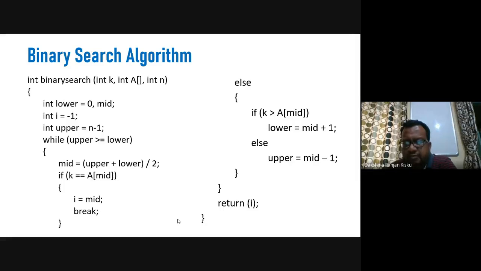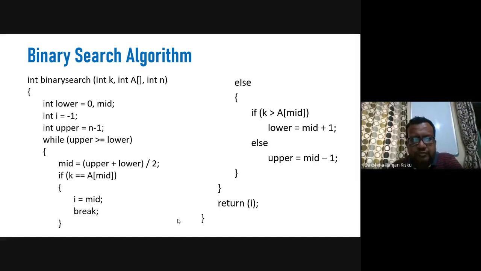And when k is less than the middle element, we will go for the left half, where the upper bound is defined as mid minus 1. And finally we return the index position of the searching element that has been found in the list.